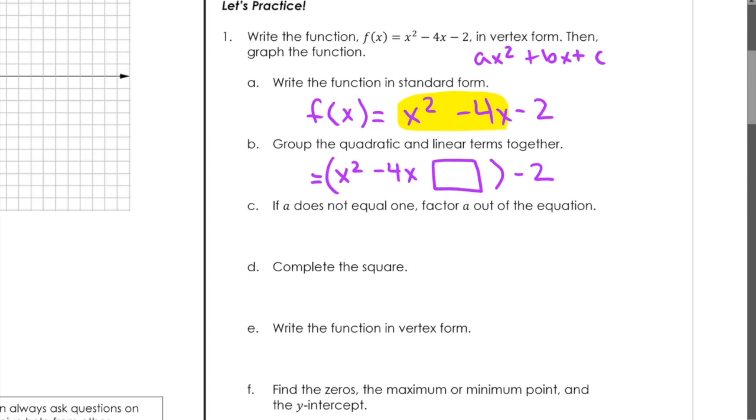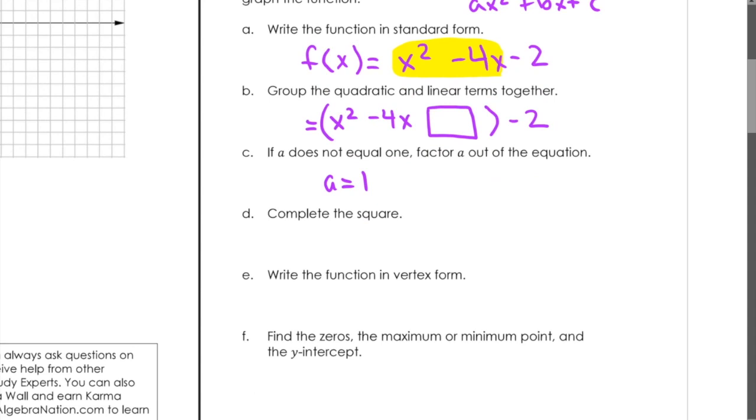If a does not equal 1, factor a out of the equation. Currently a equals 1, so we don't have to factor anything out. What it means by factor out is that if there was a number in front of the x squared, I would have to divide that number out of both of these terms inside the parentheses. But because I don't have to, let's move on.